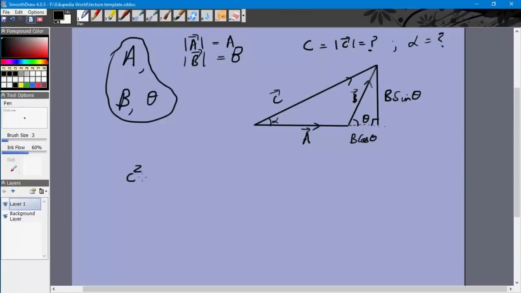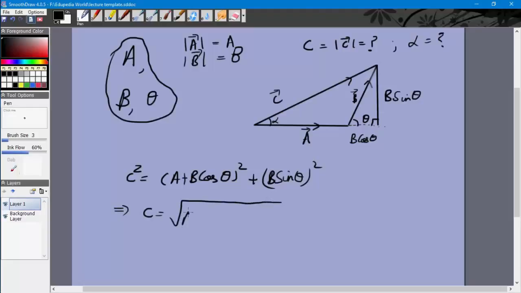So what we'll get is C square is equal to A plus B cos theta whole square, which is the square of the base, plus the square of the perpendicular, B sine theta whole square, which basically gives me C is equal to the root of A squared plus, now you'll have B square cos square theta and B square sine square theta, which will add up to give me B squared, and what is left is 2AB cos theta.